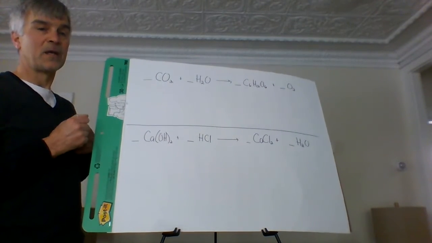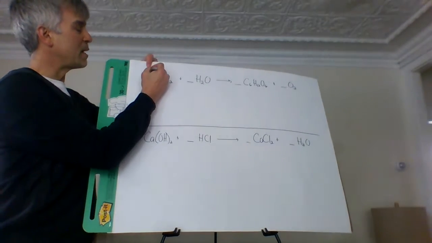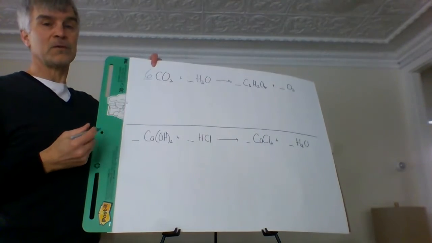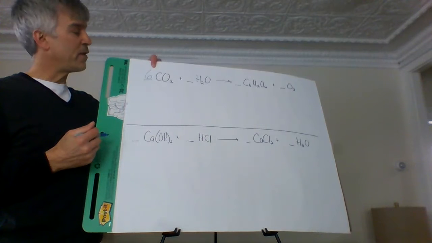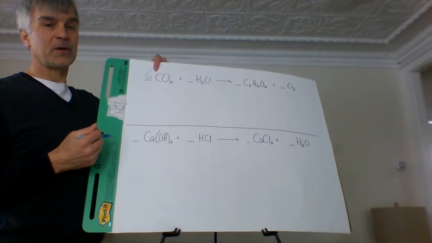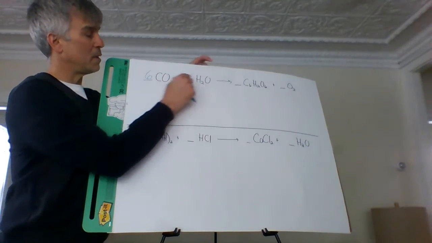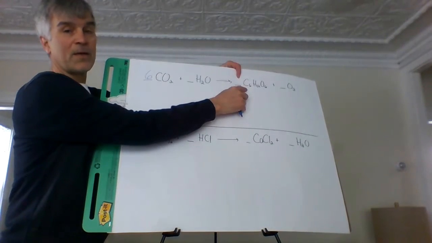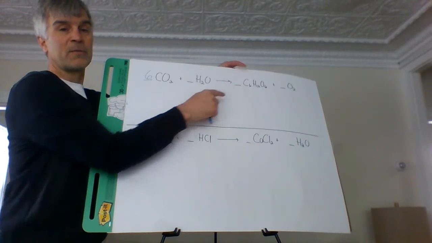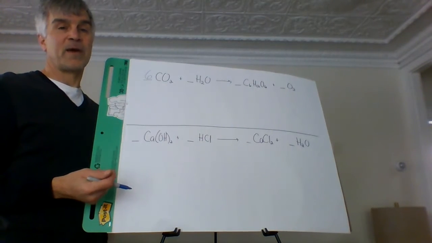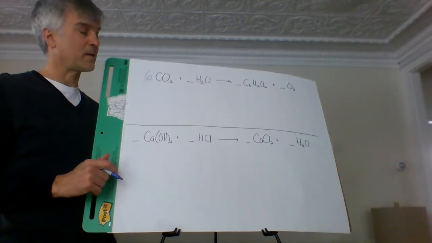And to balance it, I'm going to say that I need 6 CO2s. So if I have 6 carbon dioxide molecules, that's a total of 6 carbon atoms in the reactants, and that agrees with my 6 carbon atoms in the products. So I'm not violating the law of conservation of mass. I'm not creating something from nothing.